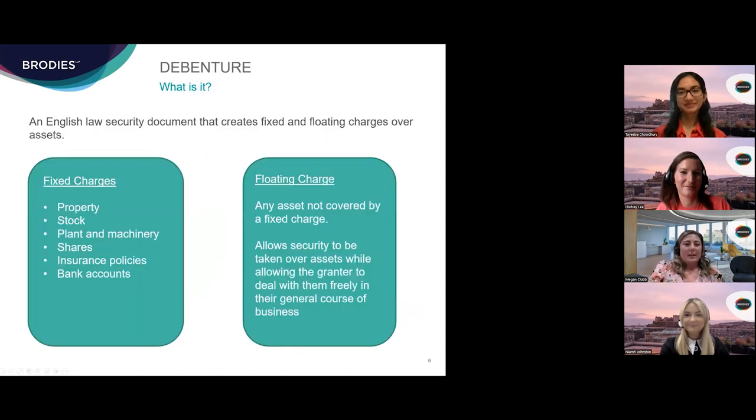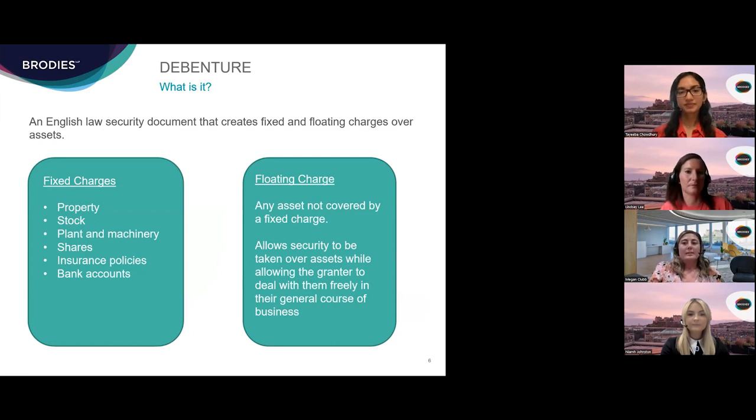So firstly, looking at a debenture, it is generally an English law security document, but as we'll see, it can, if correctly drafted, cover certain Scottish assets, and it can be granted by Scottish companies over English assets. In England, lenders can take security over all assets by means of a debenture. A debenture can create fixed and floating charges over all of the grantor's assets.